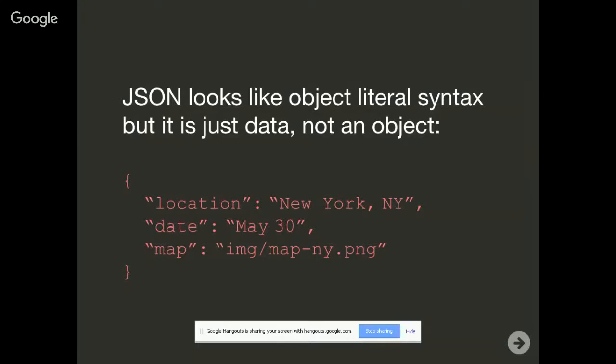And JSON is going to come in as text. You can send JavaScript over from the server, so it's going to come in as text and then get converted to a JavaScript object. But this is what JSON looks like. It's just data, it's not really an object. And JSON comes in key value pairs. So it's always going to be the key and its value.